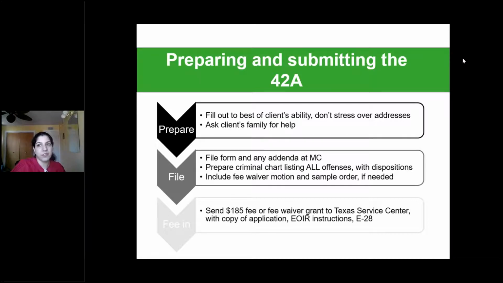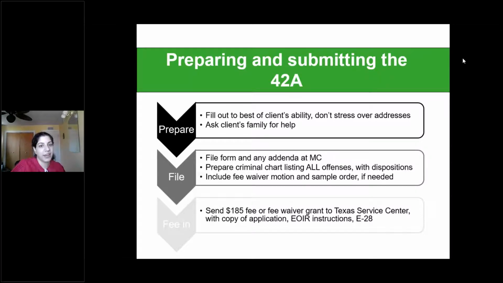The form is largely biographical information with a series of yes or no questions as well. You want to fill it out to the best of your ability, but don't stress over it too much. Lots of folks who are detained have trouble remembering exact addresses, things like that. You do want to make sure that you add addenda for information that doesn't fit on the form.